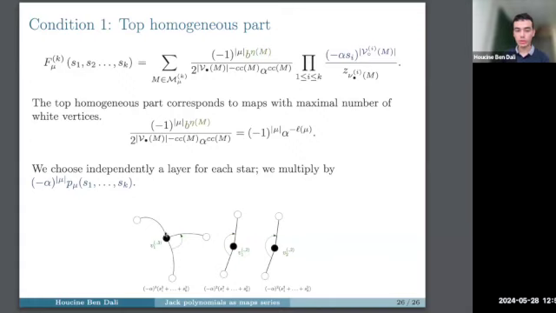If we decide the layer of the central black vertex here, this will decide the layer of all the white vertices. So this layer weight here, given by the product of minus alpha s_i's, if we decide that this black vertex is in layer 1, for example, we will have the weight minus alpha s1 to the power 3, because we have 3 white vertices. And we can do the same for the other stars.